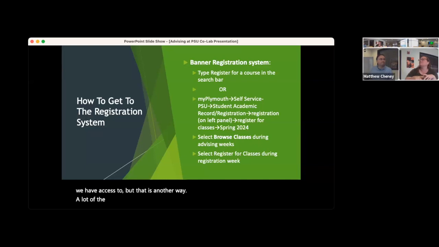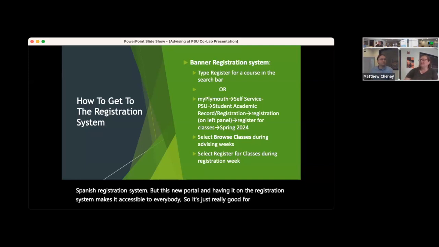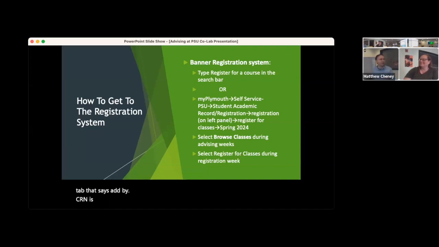A lot of the time, faculty advisors never really had access to this Banner registration system, but this new portal, and having it on the registration system, makes it accessible to everybody. So it's really good for you to see how the student has to go in and register. I know a lot of us still use course search for various things, but students can't use that to register. So they go in this way, and it's good to help the students. Just knowing where that little tab that says add by CRN is has been super helpful for me. Then we look up the CRN numbers with the students, put those in, and it's easy.